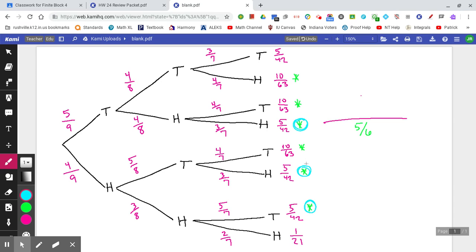So I have this or this or this. So I take 5/42 plus 5/42 plus 5/42. Or I can just take 5/42 and multiply that by 3, since I have 3 of those. And what I get is 5/14. So then I can take 5 out of 14 divided by 5 out of 6. And that gives me 3/7.